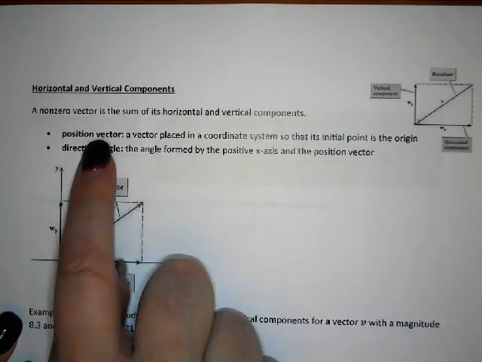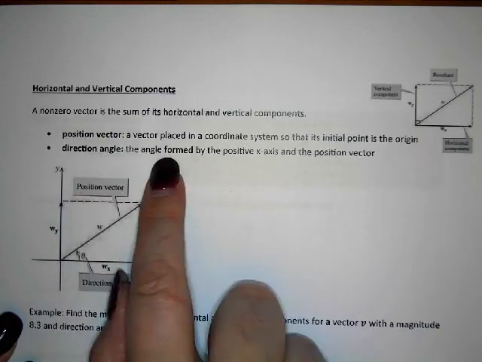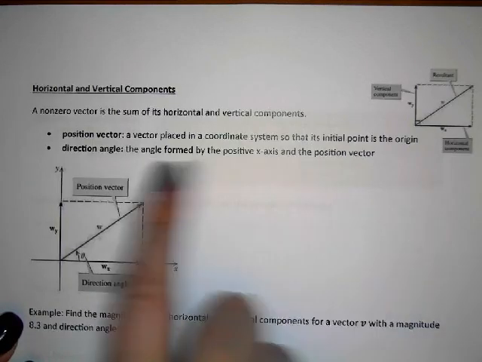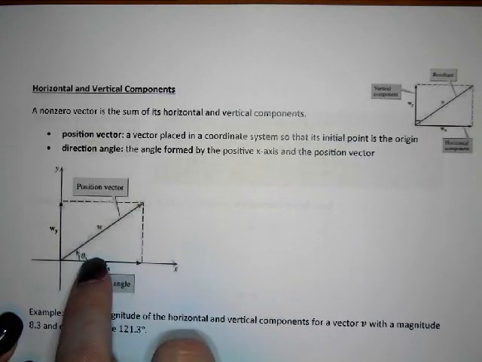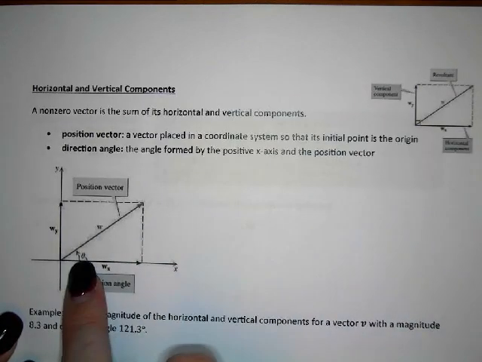The direction angle of the vector is the angle formed by the positive x-axis and the position vector. So this would be the angle of the vector in standard position, which makes sense, right? Because standard position is kind of like that mathy way of measuring an angle.